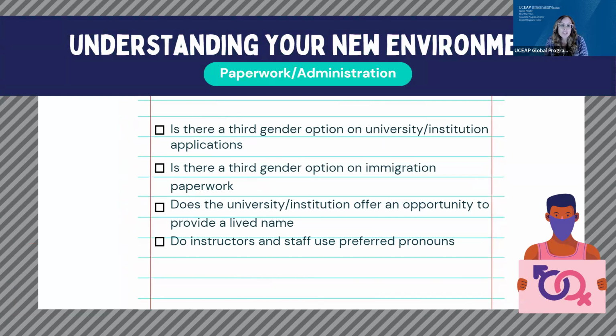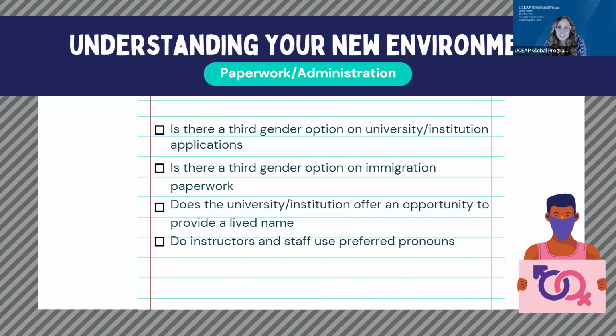Something else you want to think about is in terms of paperwork and admin. Is there a third gender option on the university application itself? If not, are you comfortable with moving forward with your application? Is there a third gender option on the immigration or visa paperwork? Again, would you feel comfortable moving forward with your visa application if there's not a third option?